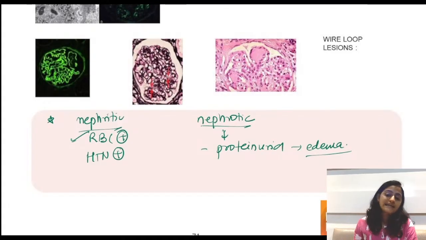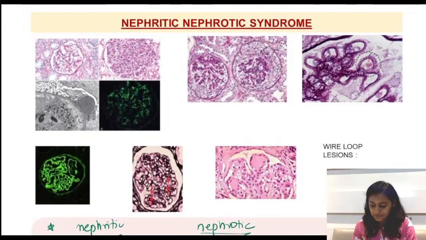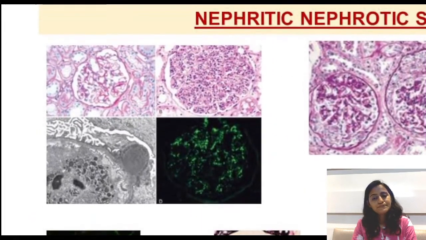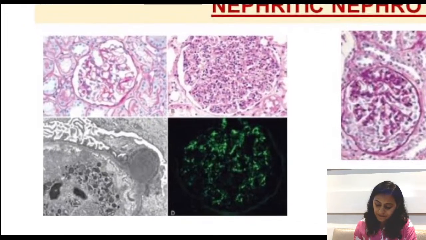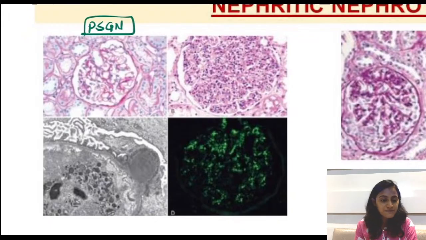Now, coming to the identification of the kind of deposits, if you get images like this, how do you differentiate the two? Can someone tell me what this first one here is? Is it membranous? Is it membranoproliferative? Is it minimal change? Is it PSGN? Is it IgA? Is it Alport's? This one here is post-streptococcal glomerulonephritis. What we are seeing here is PSGN.